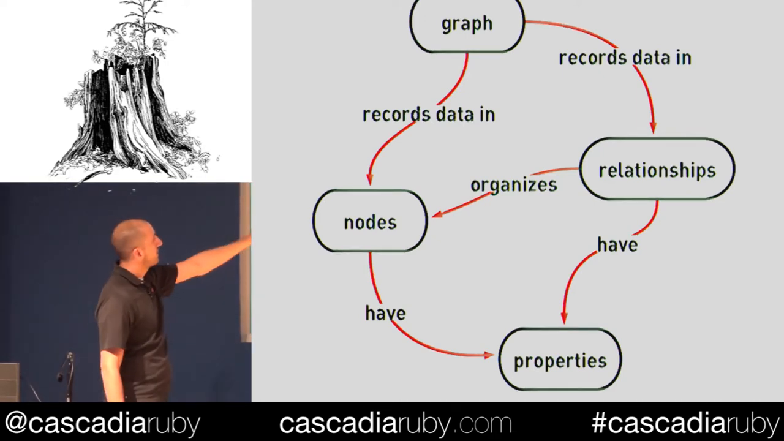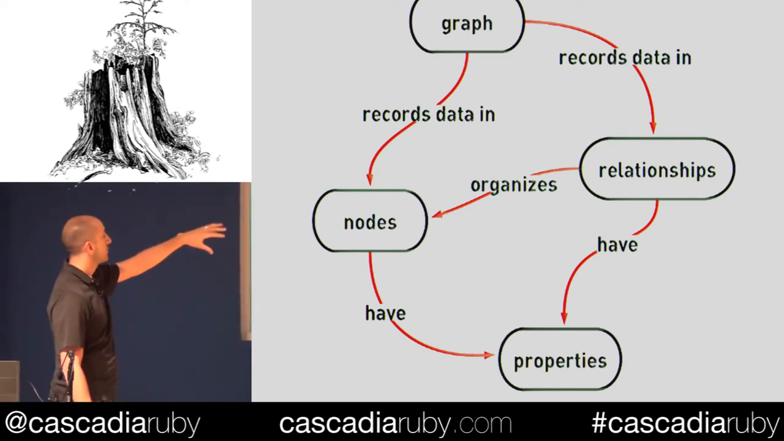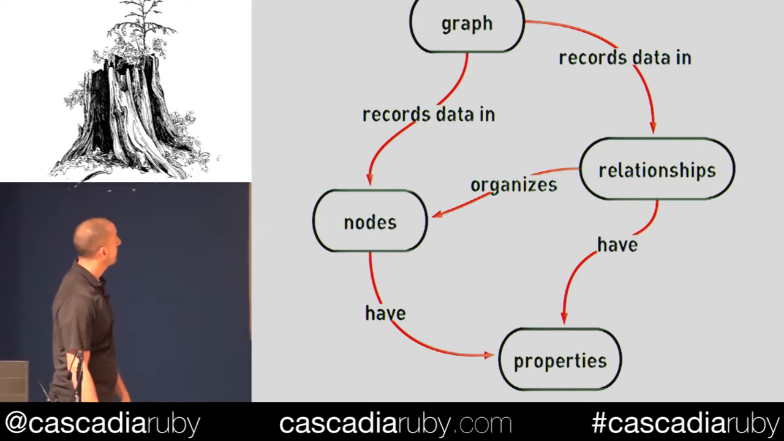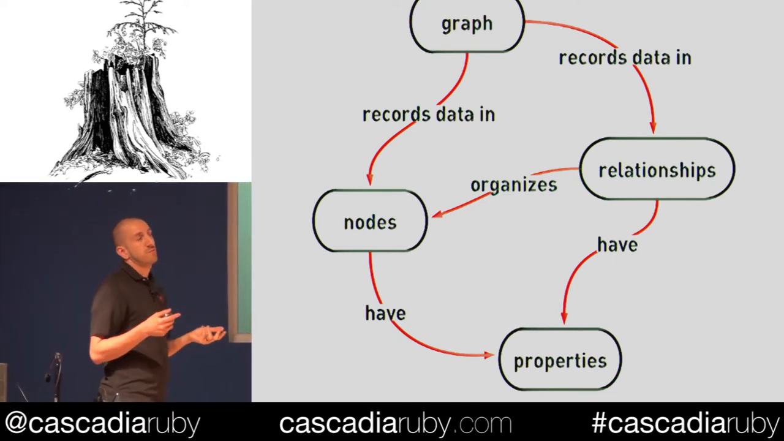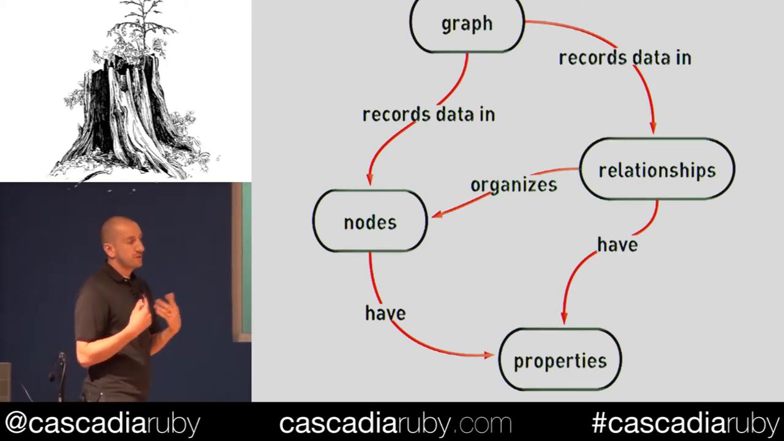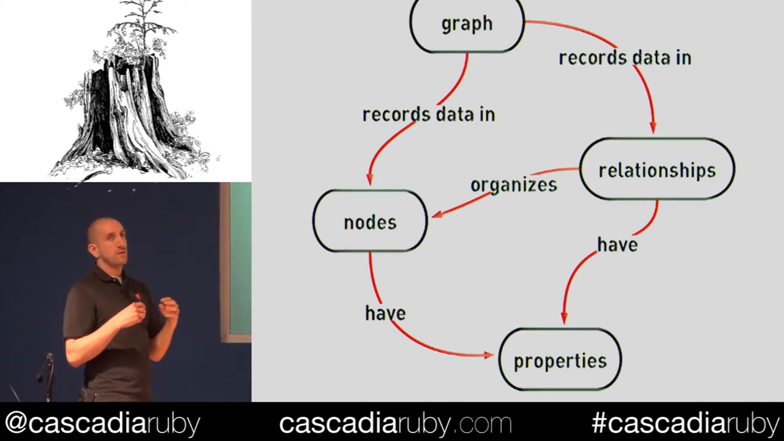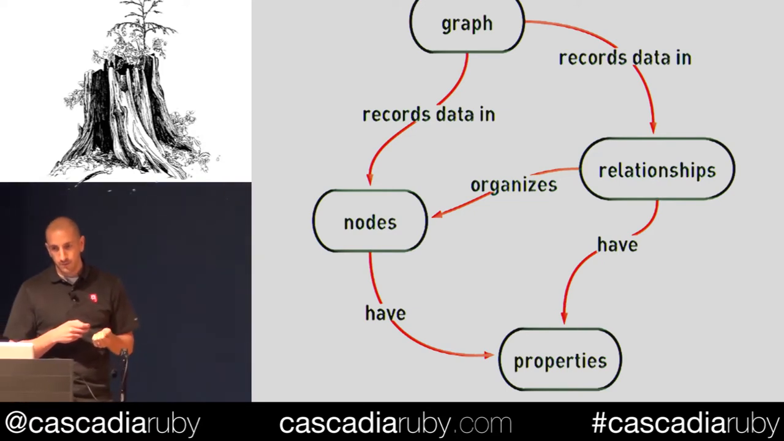Nodes have properties, and relationships have properties, right? And you can see that the relationships are directed here, so they have a sense of direction. In most cases, you don't care about direction, but again, it's schemaless. It's up to you how you structure stuff in a graph database.